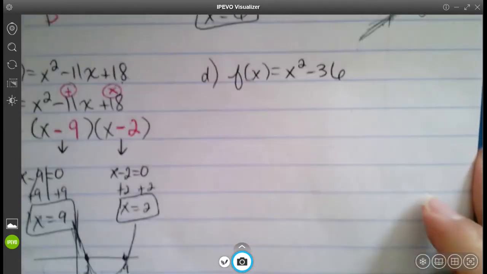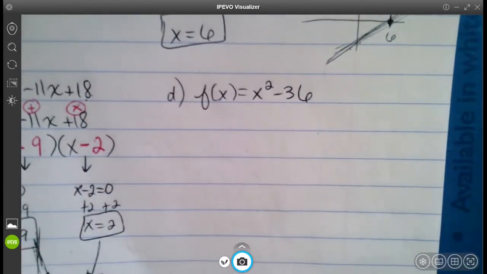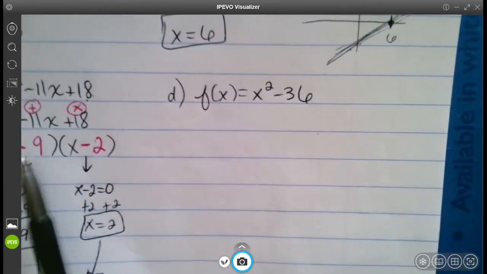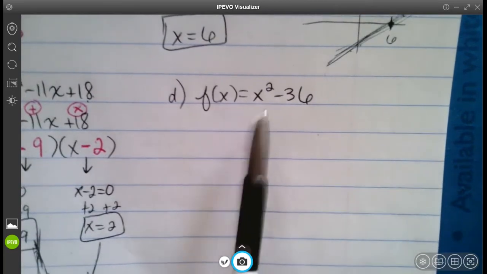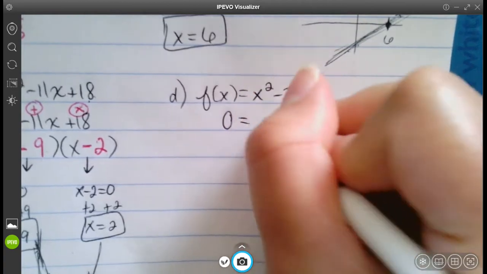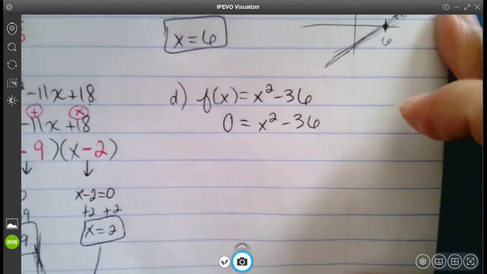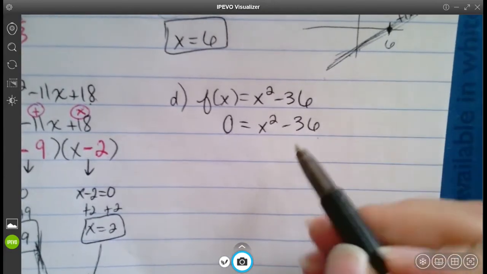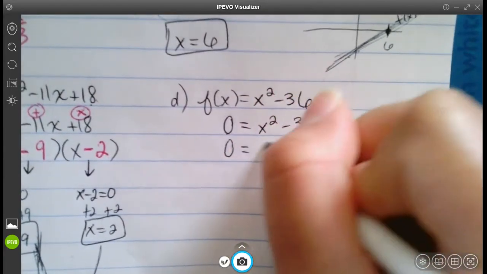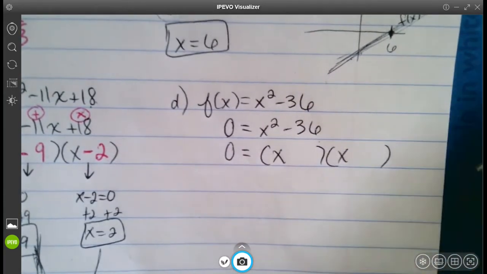So this one I chose on purpose because we always forget this. It's actually very simple, okay? It's the same as letter C, but we're missing that middle term. So let's go ahead and just set it up first. We have 0 equals x squared minus 36, okay? So we replace f of x with 0, and then we're going to factor it. So just like we did letter C, we're going to factor this one, okay?